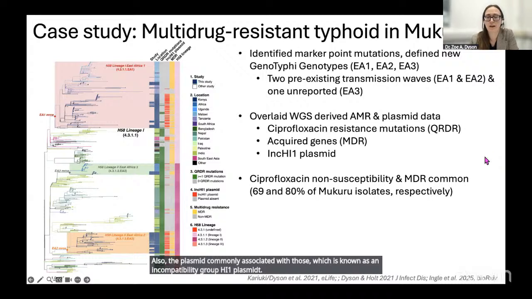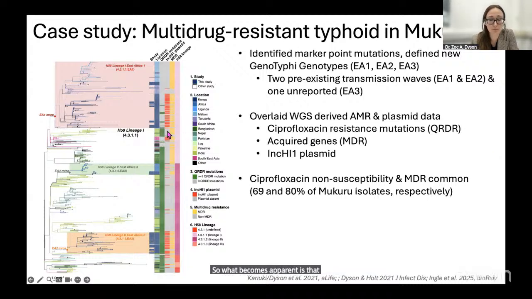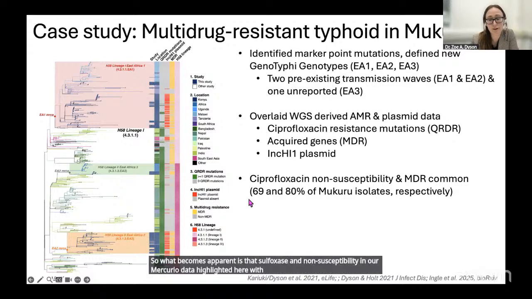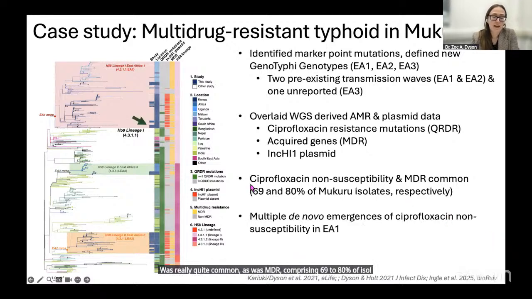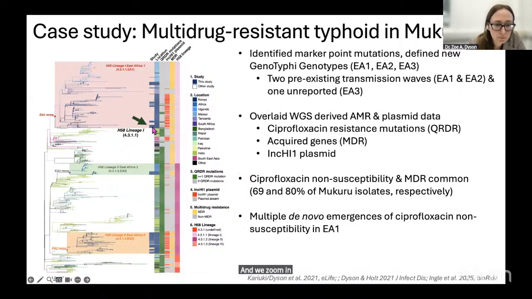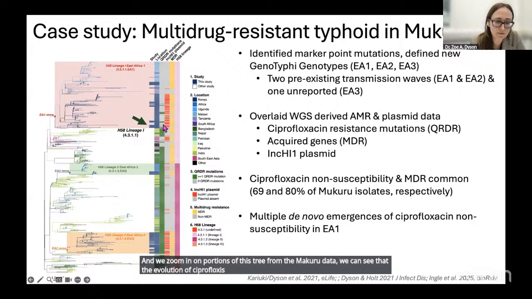So what becomes apparent is that ciprofloxacin non-susceptibility in our Mukuru data, highlighted here with these flecks of dark blue, was really quite common, as was MDR, comprising 69 to 80% of isolates screened. And when we zoom in on portions of this tree from the Mukuru data, we can see that the evolution of ciprofloxacin non-susceptibility conferred by these single point mutations, represented in green here, is occurring in different clusters of the tree, indicating that there's ongoing emergence of ciprofloxacin non-susceptibility in this particular cluster here.